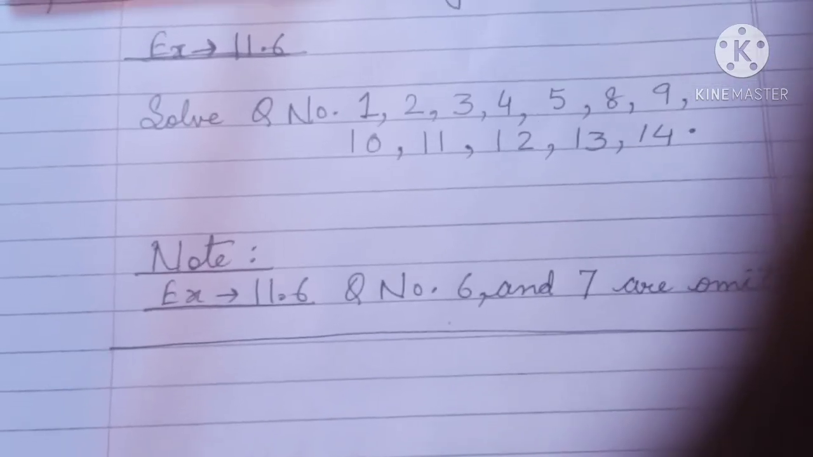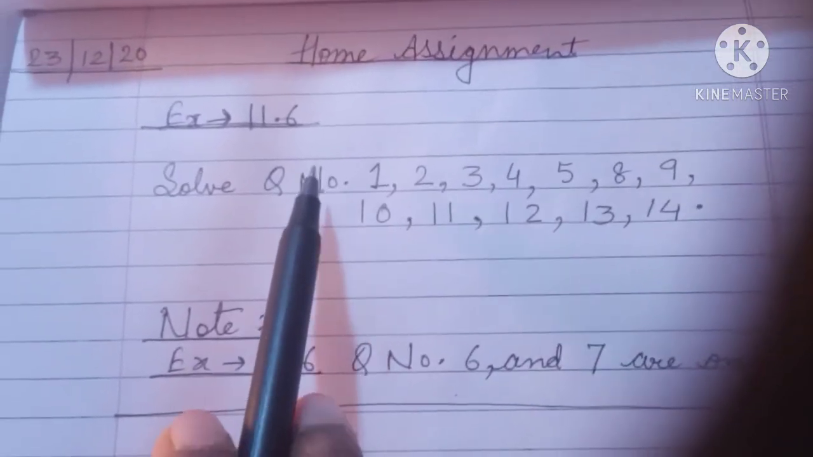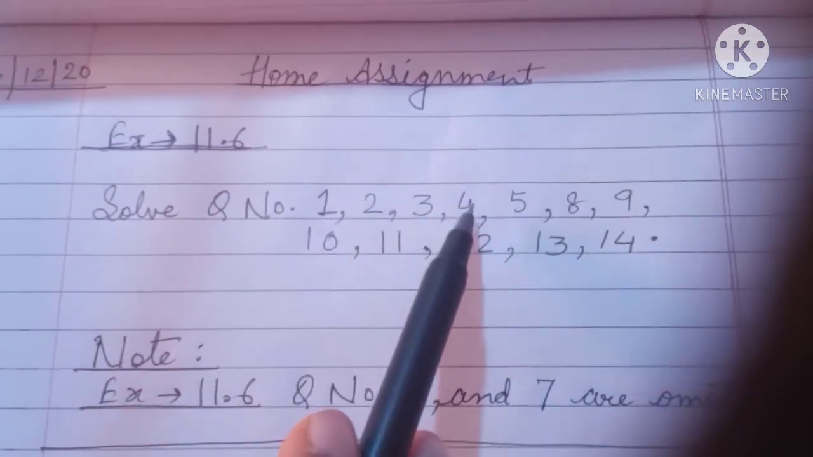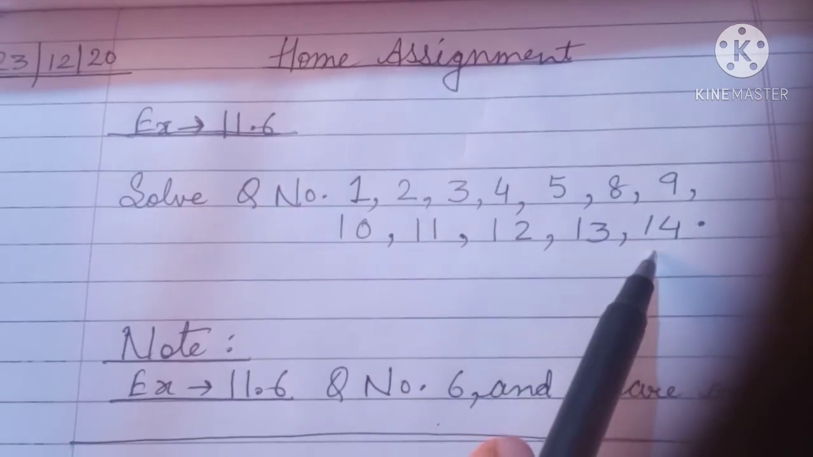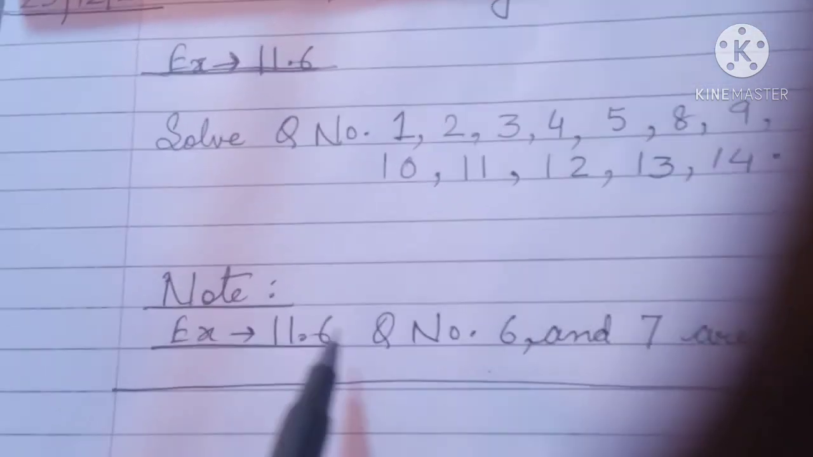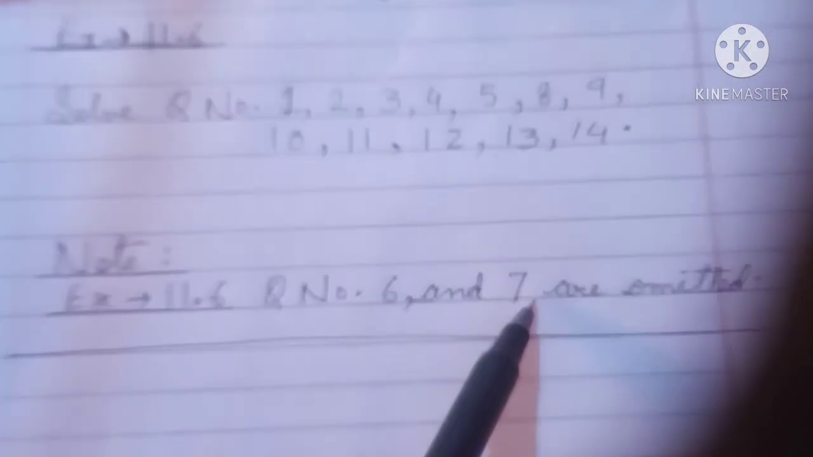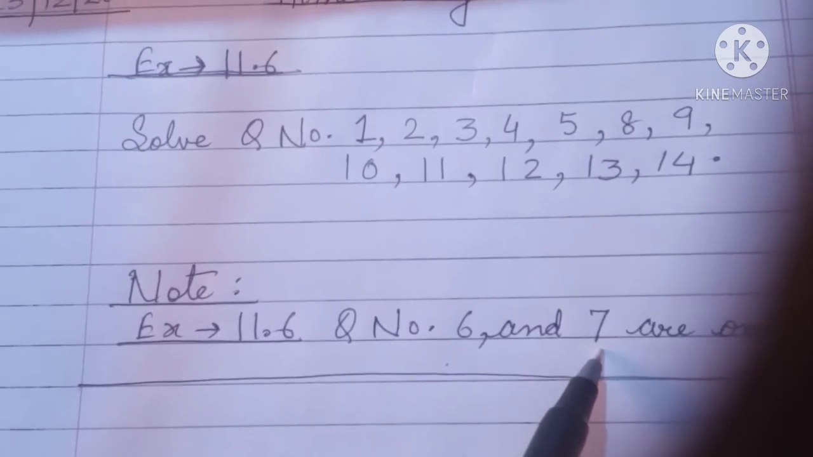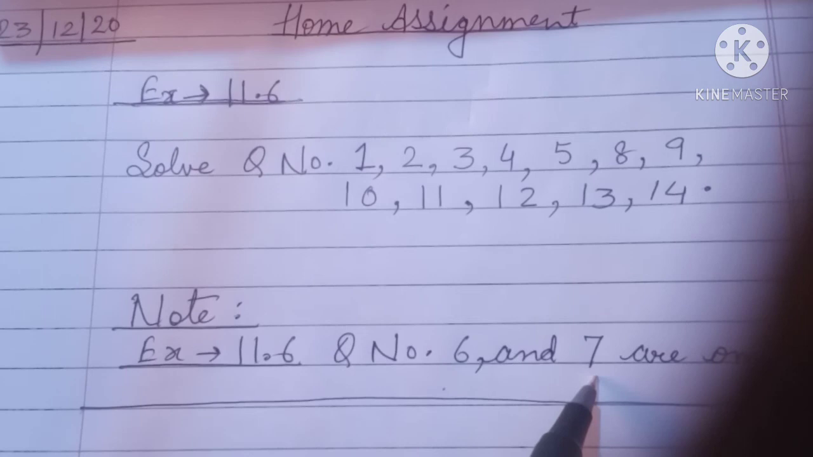Now it's time for your home assignment. Your home assignment is, you will do exercise 11.6, question number 1, 2, 3, 4, 5, 8, 9, 10, 11, 12, 13 and 14. In exercise 11.6, question numbers 6 and 7 are omitted. You will not do these two questions. Now complete your work, children, in your math copy. Do it properly in good handwriting.